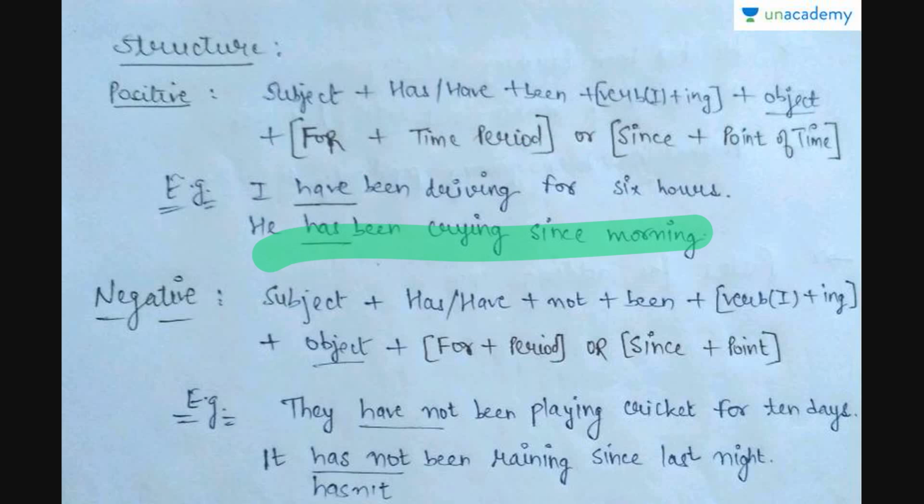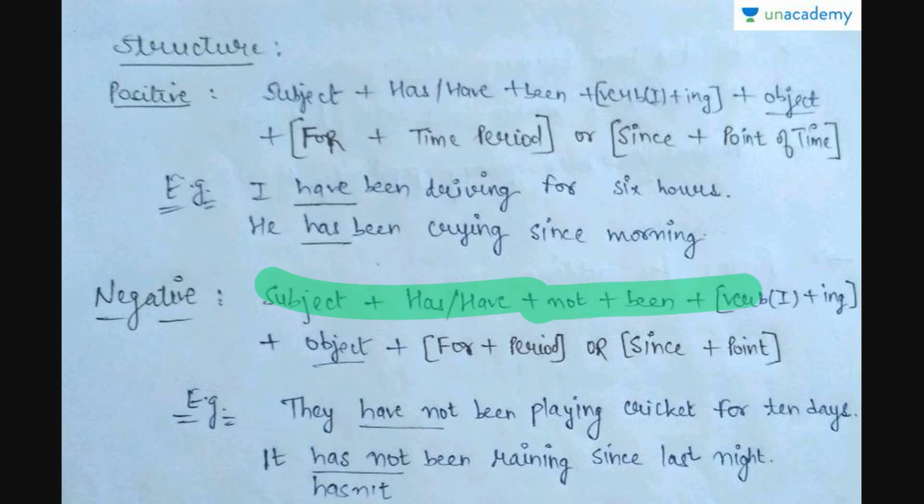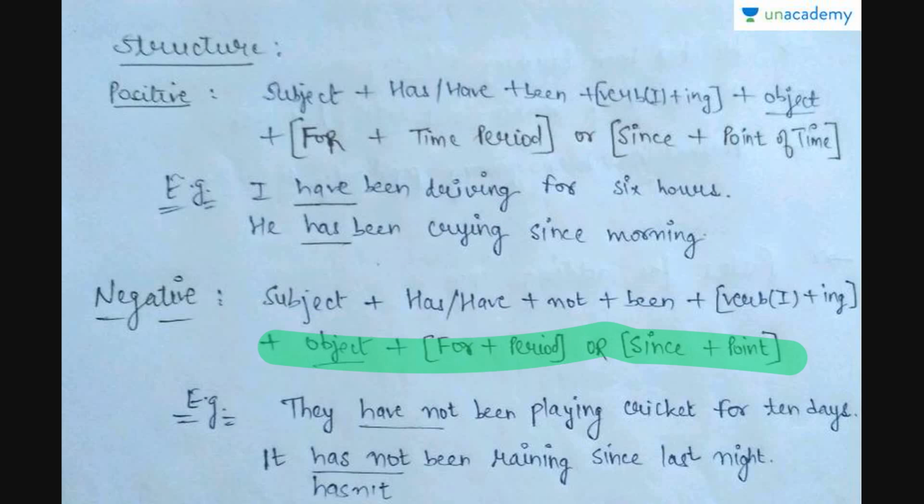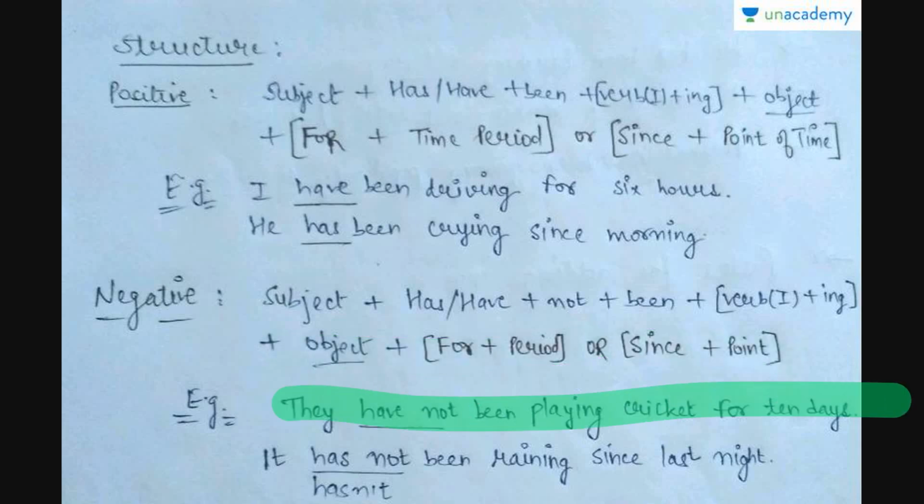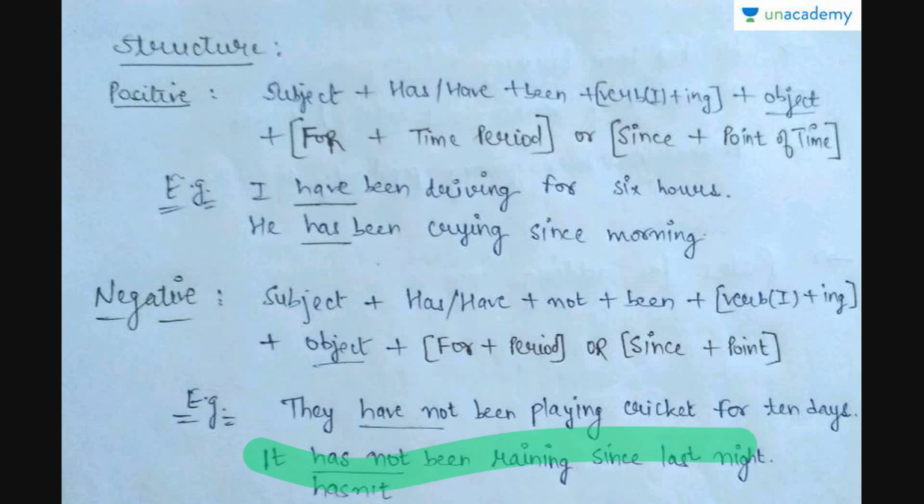For negative sentences: subject, then has or have, then not, then been, verb's first form plus ing, object with for plus period, or since plus point of time. For example, they have not been playing cricket for 10 days. Or they haven't been playing cricket for 10 days, but haven't is used only in speech, have not is used in formal writing. It has not been raining since last night, or it hasn't been raining since last night.